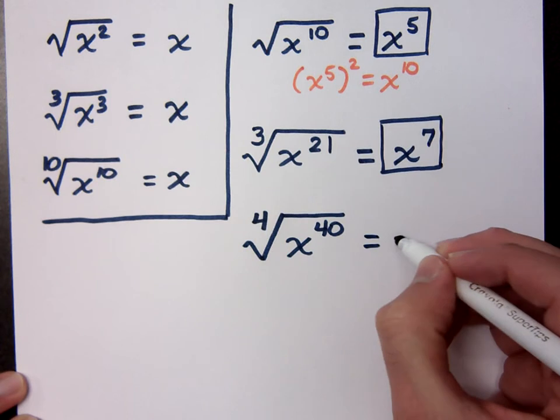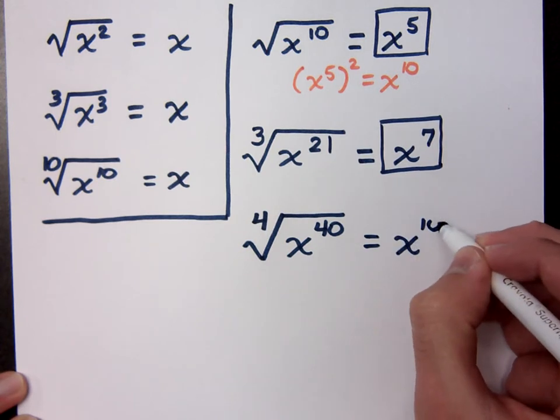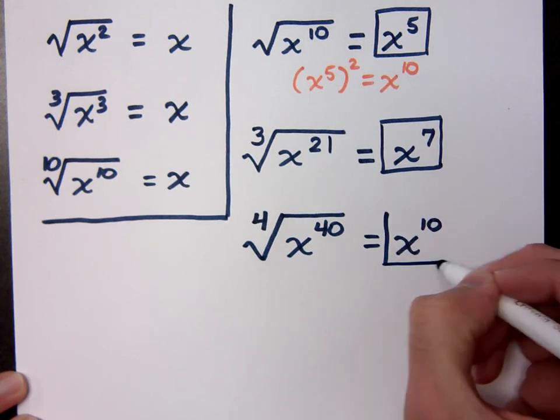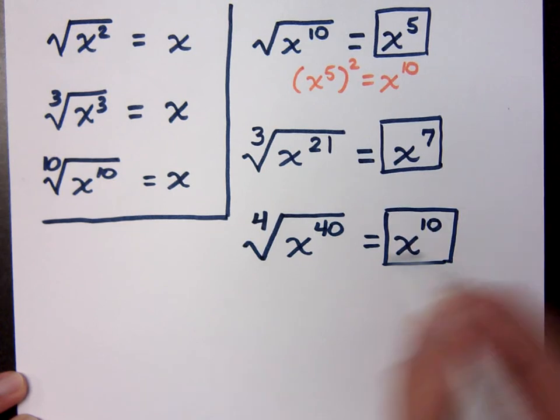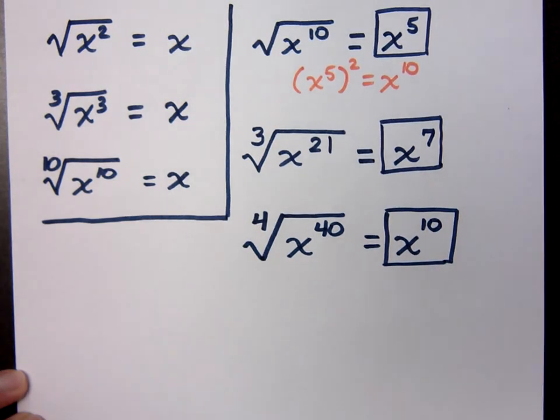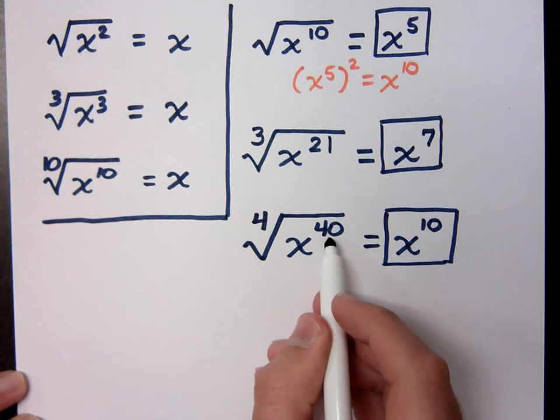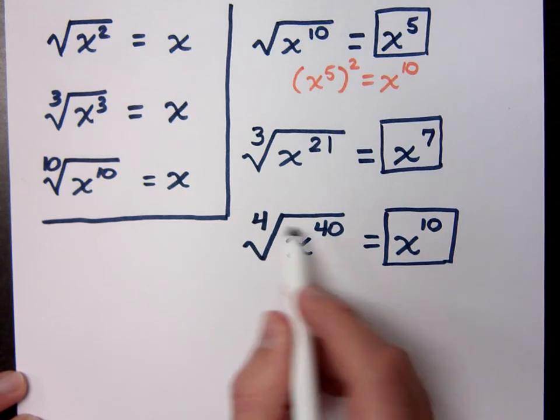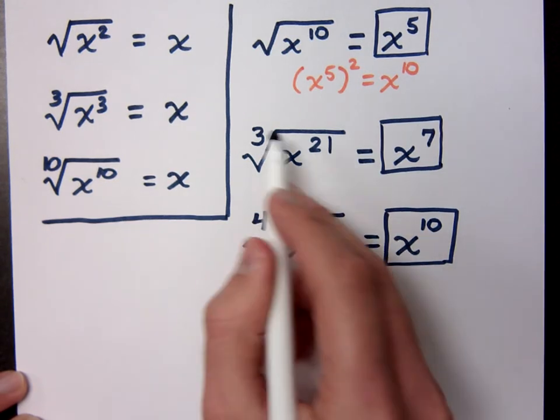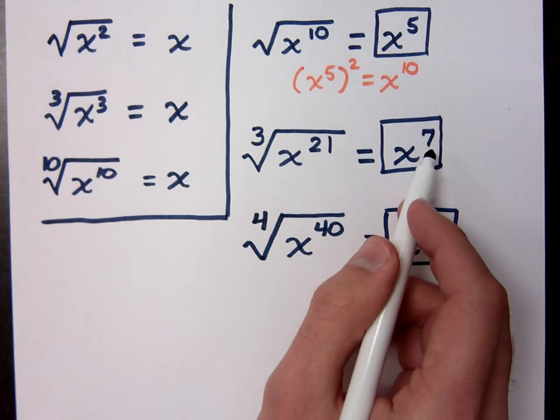How did you get that so fast? You are taking what you've seen in these examples, and you're coming up with a fast way of doing it. So when I ask you, how did you do that? You just divide the exponent by the index. 40 divided by 4 is 10. 21 divided by 3 is 7, right? Doing the same work.